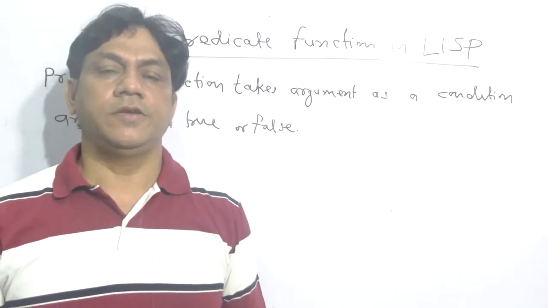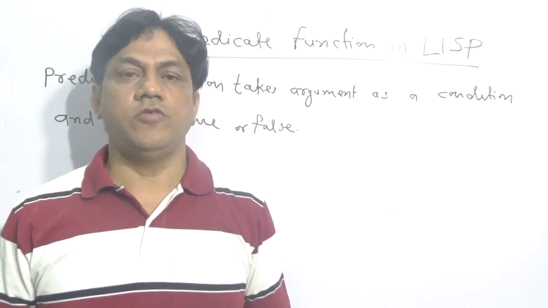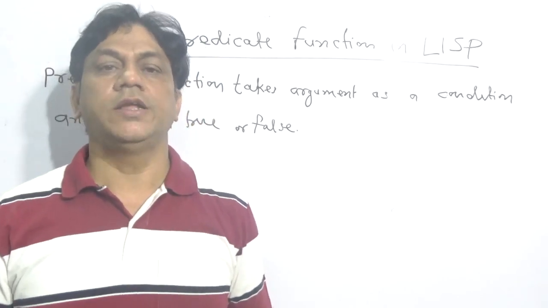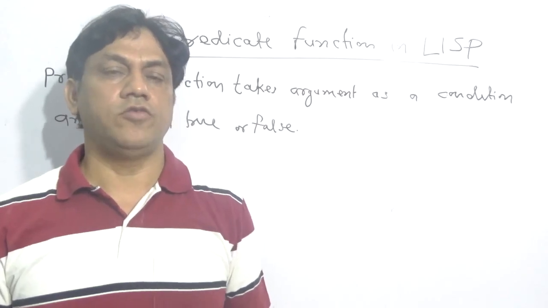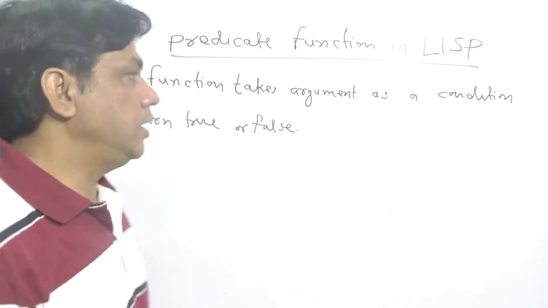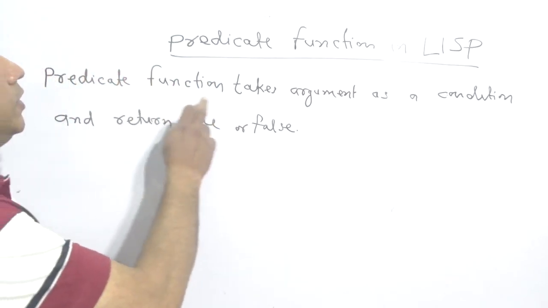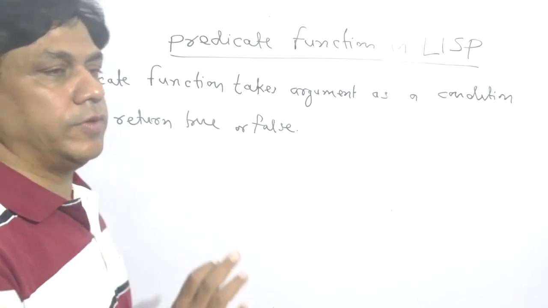In this video we will see what predicate functions are in Lisp. Basically, predicate functions are those functions which take a condition as an argument and return a value saying whether the condition that you have supplied is right or wrong. I have written the definition here: predicate functions take a condition as an argument and return a true or false value.